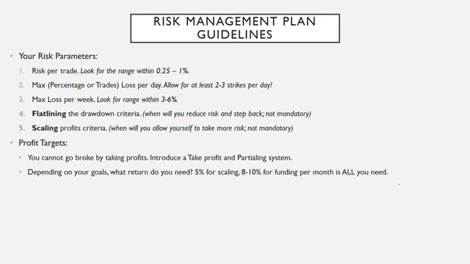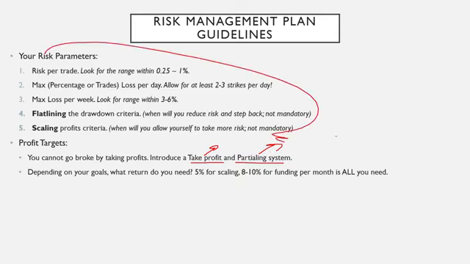And then your profit targets, right? Again, you cannot go broke by taking profit. So make sure that you have a take profit and partialing system. When are you going to take profit? Okay, this is more technical. So I'm going to teach you later how to take profit, right? So when are you going to take profit? Is it going to be at fixed risk to reward? Is it going to be at a very recent supply and demand or support and resistance level? Are you going to be taking any partials? Are you going to be going break even? Right? So this still goes into your risk parameters, right?